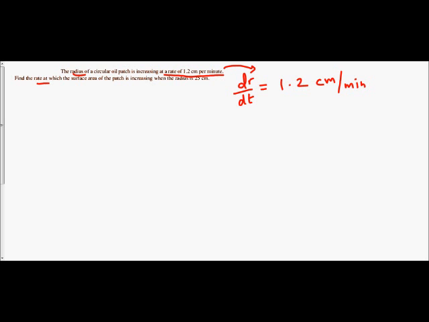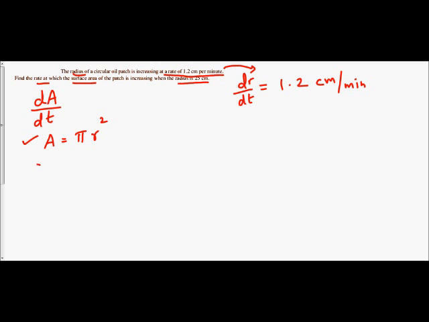Find the rate at which the surface area, if I use the surface area notation as A, is increasing when the radius is 25 centimeters. So you need to find dA dt. For that you first need the area of a circle, the circular oil patch. So it's a circle, and the area of a circle is pi r square. This is something that you have to get from the question. It's not given in the question, you have to make it.